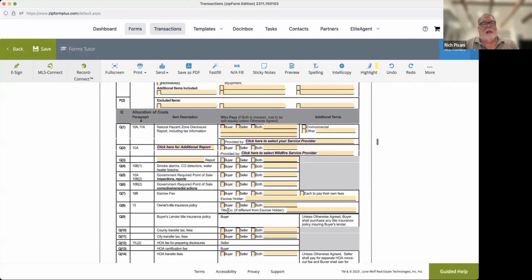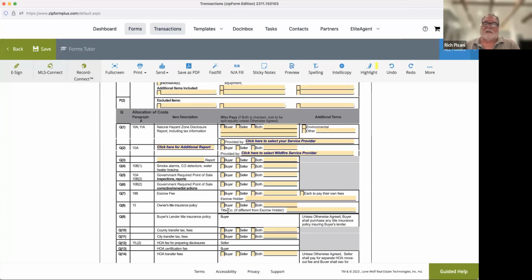Smoke alarm and CO2 detector bracing. It's customary that seller pays for that. Government required point of sale inspections or reports. That's the 9A. That's the retrofit. And customary that seller pays for that. Customary that seller pays for corrective or remedial actions. Point of sale. Escrow fees, each pay their own fees.